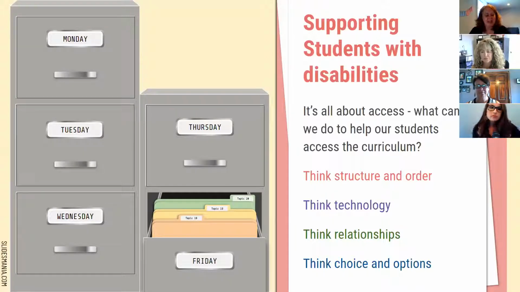Research tells us again and again that there is power in relationships. So think about the relationships that you can build with students that are positive and proactive and will help students feel safe and comfortable in your classroom. And think choices and options. Lots of research tells us that when students have the power of choice and options, it increases their engagement in our classrooms.